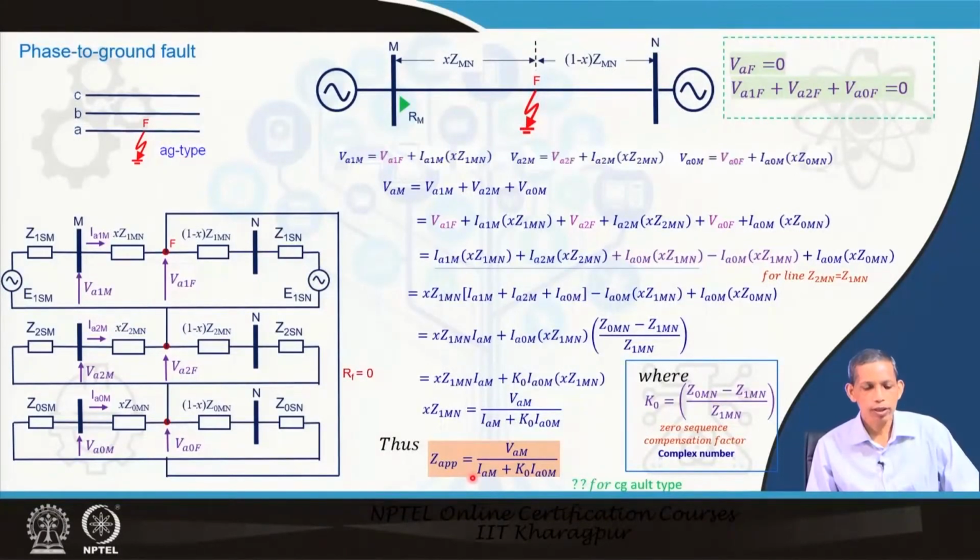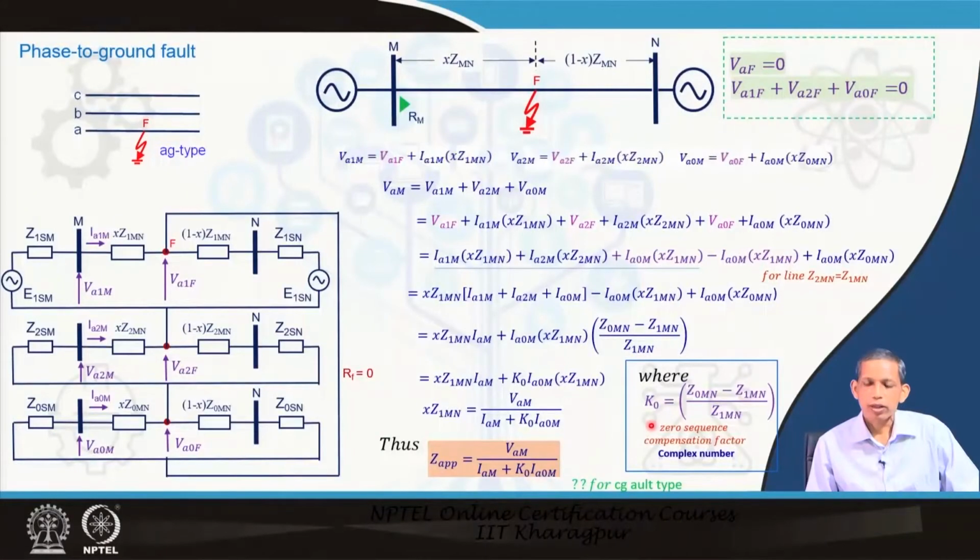Now, if you go to any other category, let us say CG fault, phase C to G fault, then the corresponding relations will start from VCF equals 0, and so you can say that Z apparent equals VCM divided by ICM plus K0 times I0m, or IC0m, the same. So that gives us the way to relate the corresponding Z apparent in terms of the faulted phase currents and the zero sequence current.